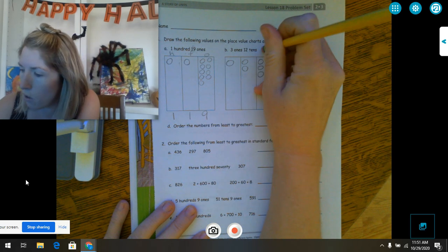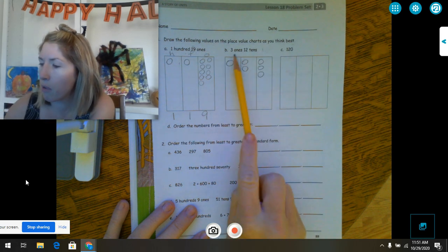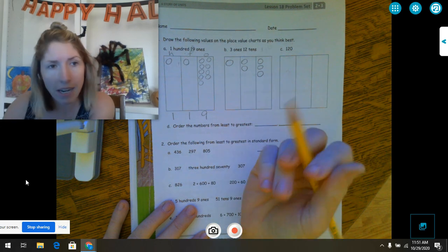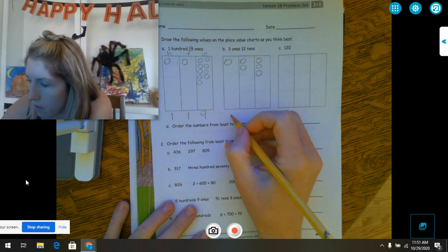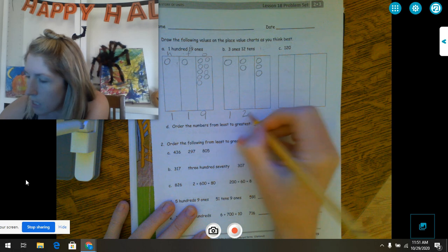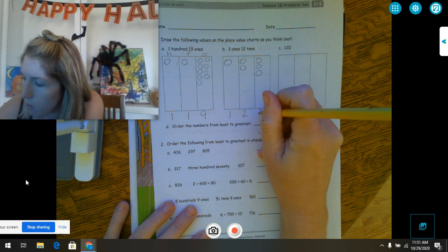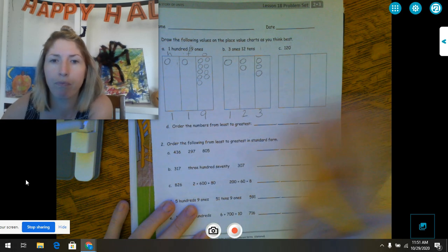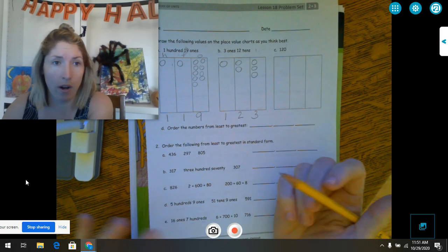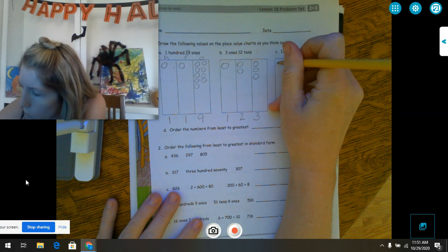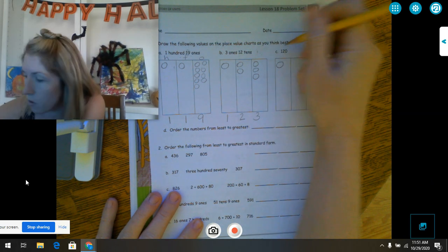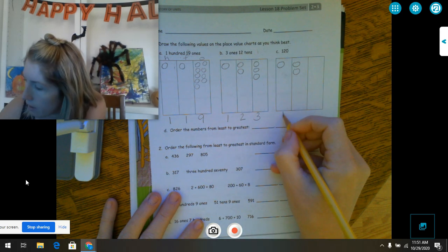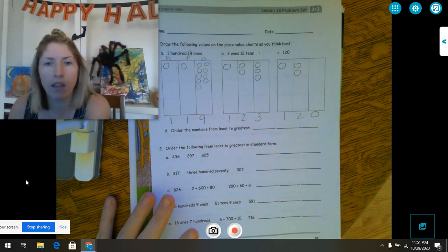Okay, so when we looked at this number here, 3 ones, 12 tens, 120. And what is that number when we look at it all together now? We have a 1 in the hundreds place, a 2 in the tens place, and we have a 3 in the ones place. And that number reads 123. All right, letter C, 120. So 100, and there's a 2 in the tens place, so 2 tens is 120. And it's written like that.